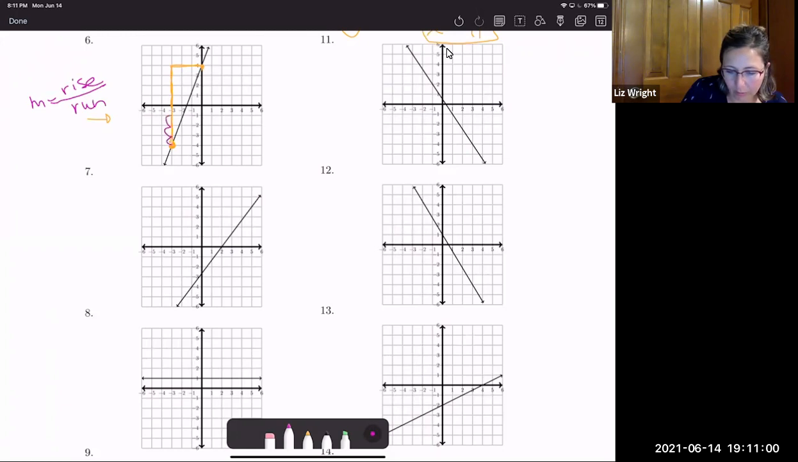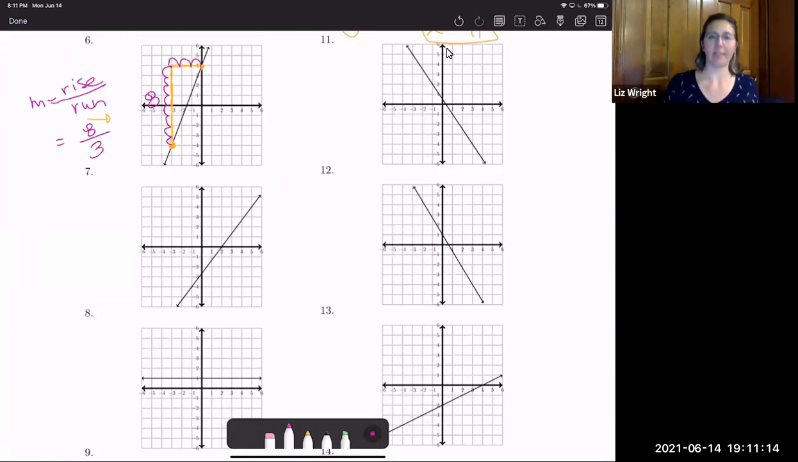1, 2, 3, 4, 5, 6, 7, 8. So that went a rise of 8. And what's it running? 1, 2, 3. And then again, ask yourself, is it going up and to the right? Is it going down and to the right? Or again, you can take your finger, go from left to right. Now we hit it, and now we're going up. That's a positive slope. So our answer is 8/3 for that. So our slope is positive 8/3.